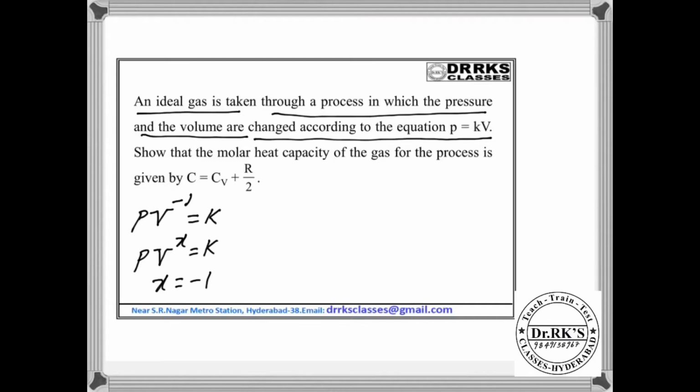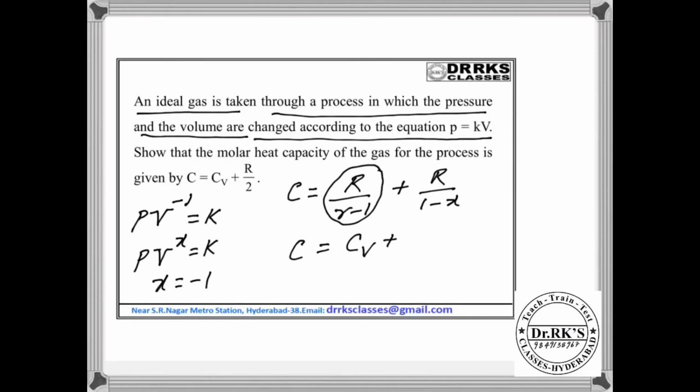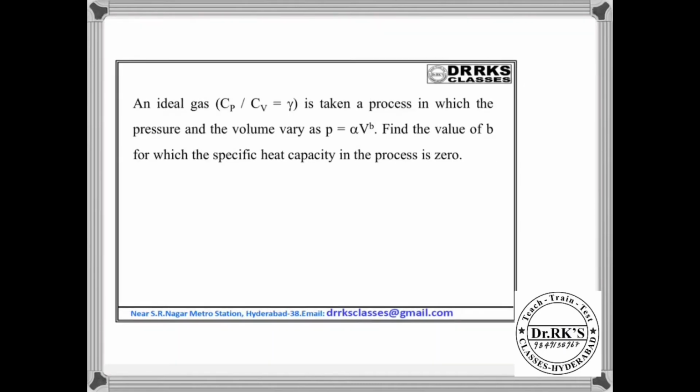And we know that C is equal to R by gamma minus 1 plus R by 1 minus x. So in place of x, substitute x is equal to minus 1. R by gamma minus 1 is nothing but CV. So this is R by 1 minus of minus 1, so R by 2. So C is equal to CV plus R by 2. So this is the answer. Okay. Next, look at this one.